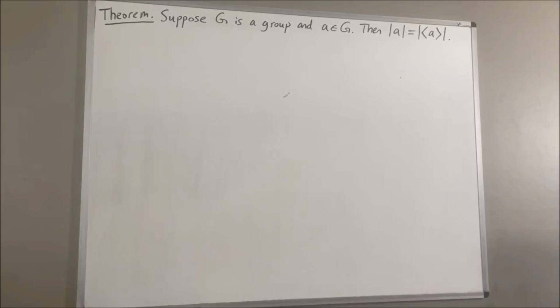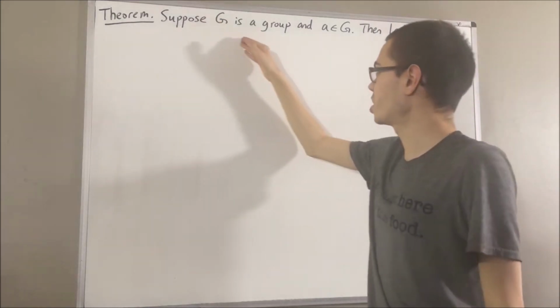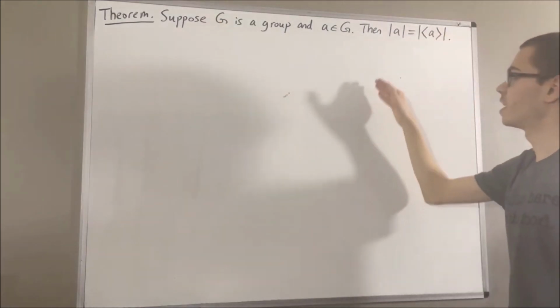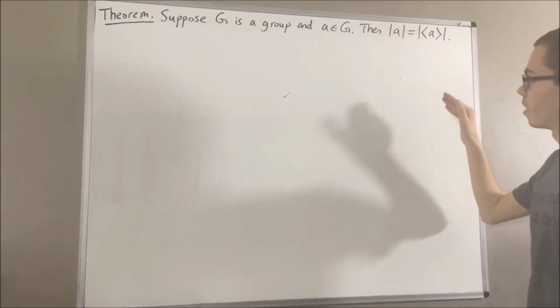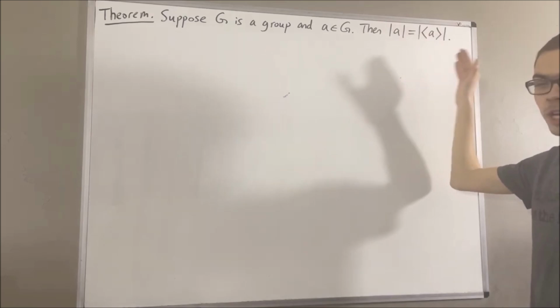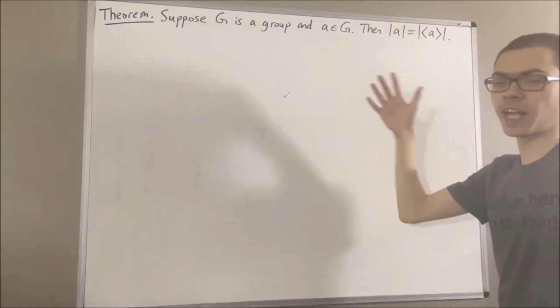Hello! In this video, we are going to prove the following theorem. Suppose G is a group and A is an element of G. Then the order of A is equal to the order of the group generated by A. Now, by definition, the group generated by A is the set of all elements of the form A to the K, where K is an integer.